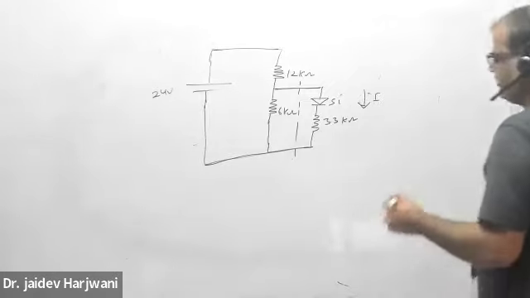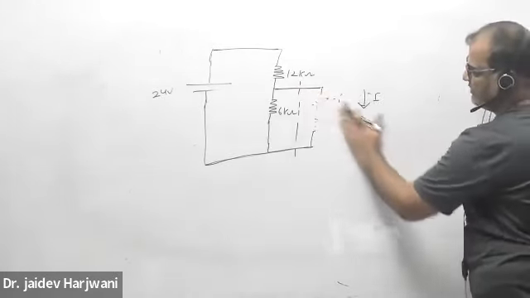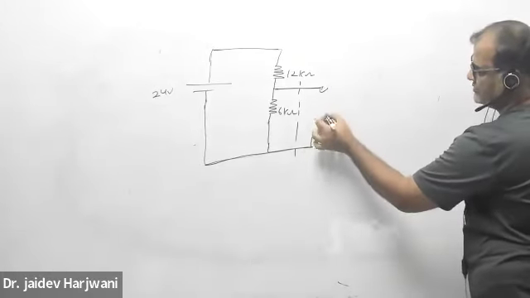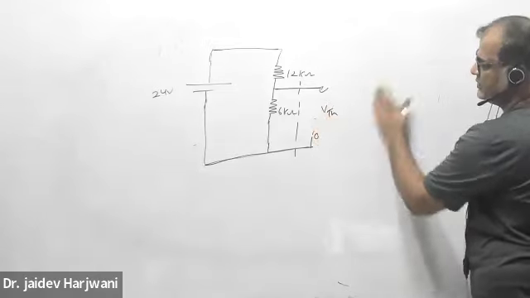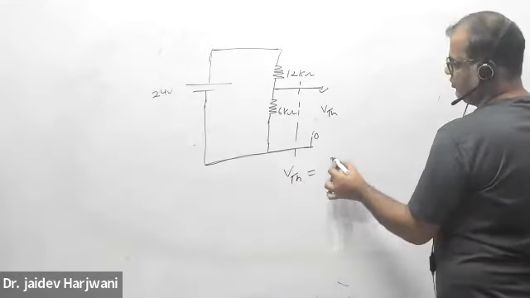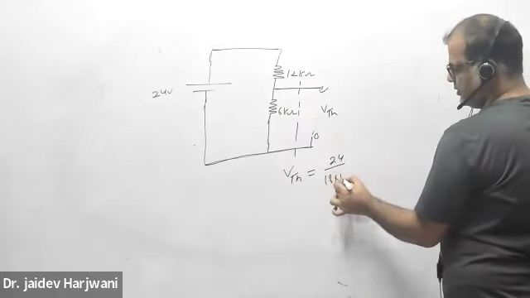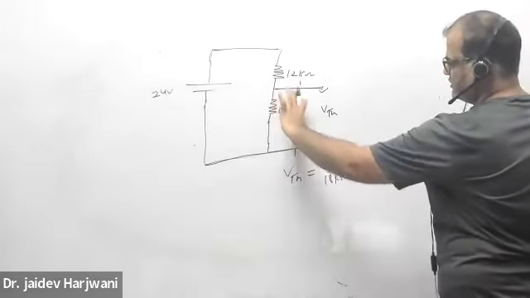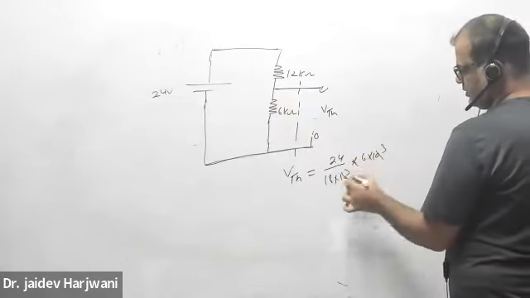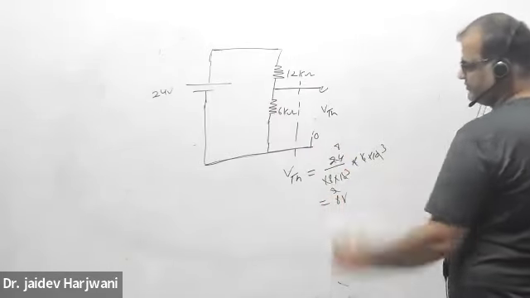So let me make the Thevenin equivalent circuit of this one. I will break it from here, and I'll find the open circuit voltage here, V Thevenin. So V Thevenin will become 24 divided by 12 plus 6, that is 18 kilo ohm, into this 6. This is across the 6 kilo ohm. This is 1, this is 3, this is 8. So this is 8 volt.